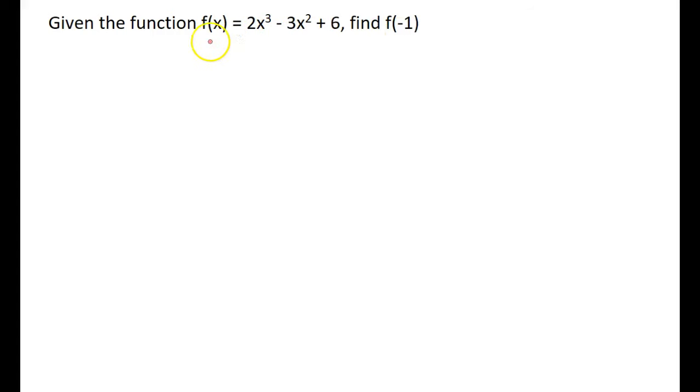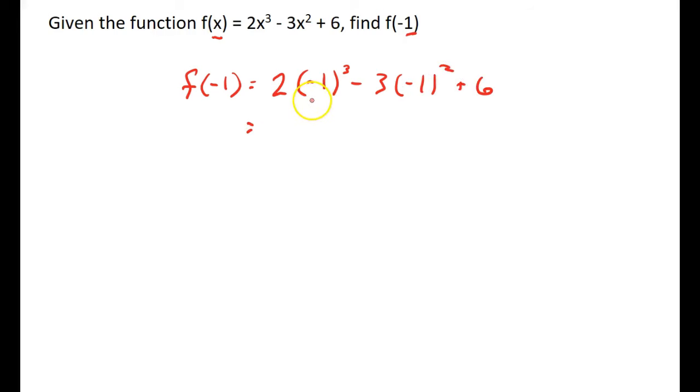So that means wherever there's an x, we're going to put negative 1 in, okay? So f of negative 1 is 2, and you have to watch your parentheses here carefully, okay? Times negative 1 cubed minus 3 times negative 1 squared plus 6. Negative 1 cubed is negative 1 times 2 is negative 2. Negative 1 squared is positive 1 times negative 3 is negative 3. And finally, plus 6. So I get negative 5 plus 6, which is 1.